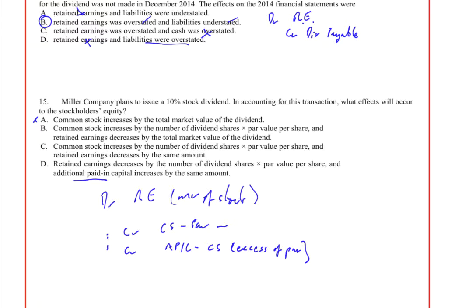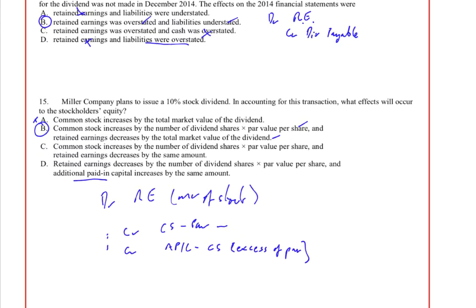Common stock increases by the number of dividend shares multiplied by the par value per share. That's correct. And retained earnings decreases by the total market value of the dividend. That's correct. And they sort of didn't tell us that this is an extra third bit. So I think the answer is B.